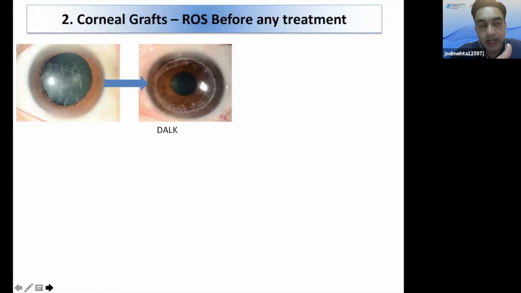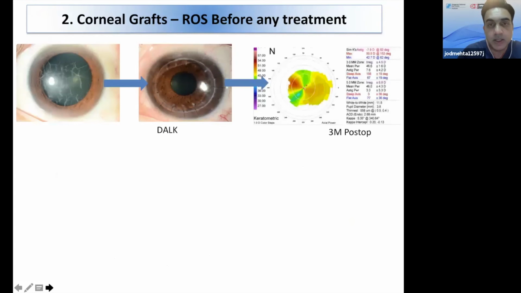So the other cases that you may see are in your graft surgery. So typically following a DALK, this is a patient with Avellino corneal dystrophy. You then get faced with a situation like this. And then 3 months post-op, he has about 8 diopters of astigmatism. So this is obviously one of Greg Moloney's grafts that came to Singapore that I ended up having to see.